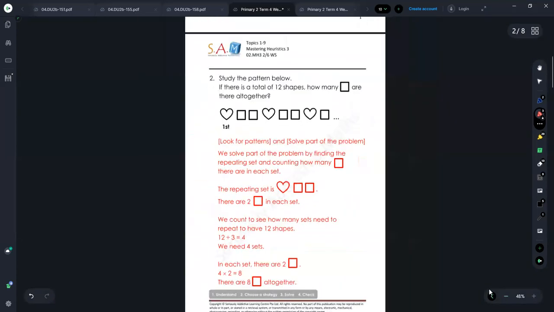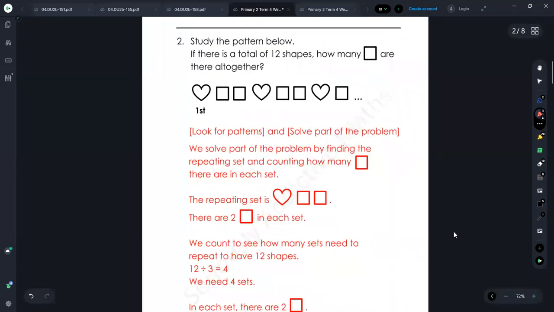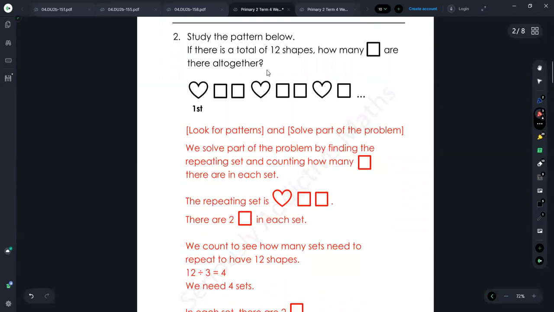For this one, I can see that there is a P2 way, but it's also a prelude to a P3 way as well. So it's a good chance for you to explain to them how to do this. Study the pattern below. If there are 12 shapes in total, how many squares are there altogether? What I would like you to do is get them to see that this is first, this is second, this is third, then this is fourth. I think it'd be faster if you write it on the board. Then fifth, sixth, seventh, eighth. This is the eighth. Then you draw the last ones for them.